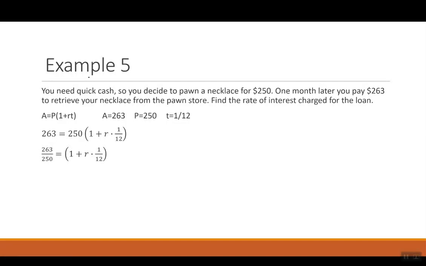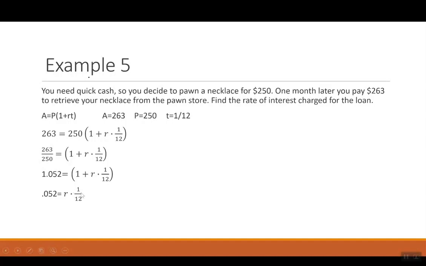So we think, okay, now I could drop the parenthesis because nothing else is there. And I think, what's the next thing I want to move? I want to move this 1. Because it came out as a nice little decimal, I went ahead and put that in my calculator. 263 divided by 250 was 1.052, because then I can easily move this 1 by subtracting and have 0.052 is R times 1/12. So I need to get rid of this 1/12.